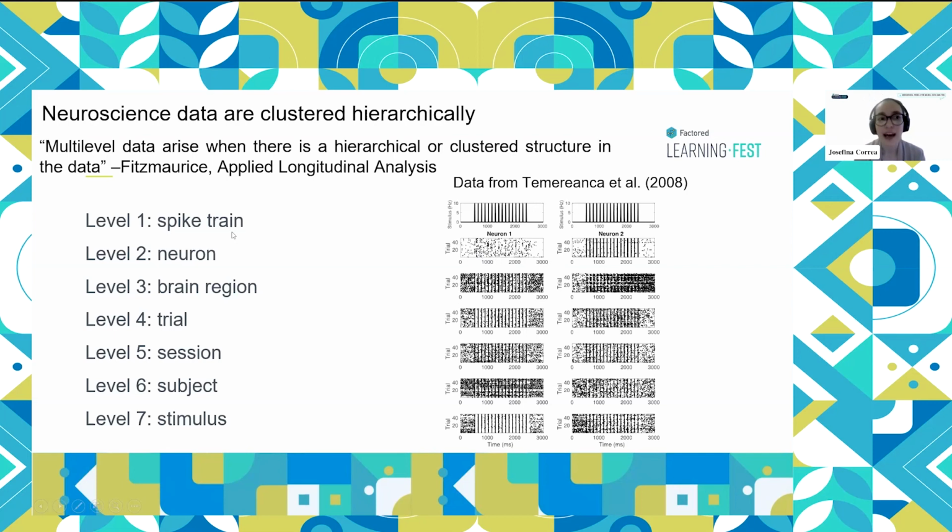So we have, at a first level, a spike train collected over many time points. Then we have neuron. Then we have brain region, trials, sessions, subjects, and a stimulus. For this particular data set, we have this stimulus, but she also did the experiments under 3 different kinds of stimulus. So we could also ask the question, okay, how does this response vary as a function of stimulus? So we can take into account the variability between data across multiple animals by using a hierarchical model.